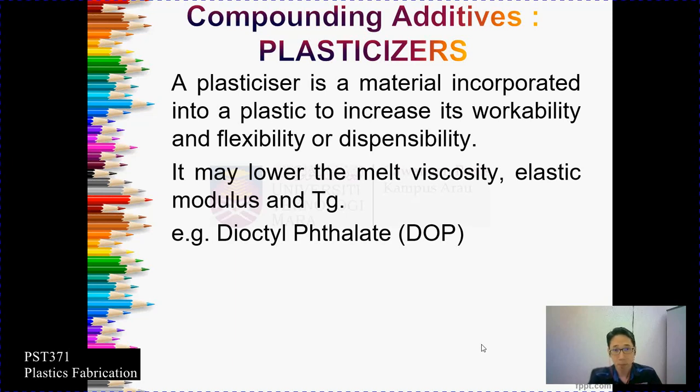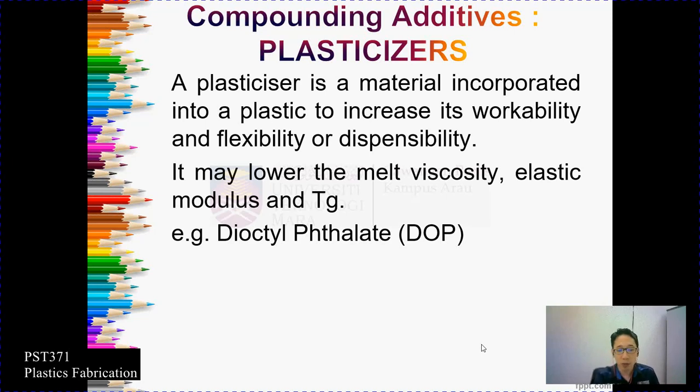For example, if you see that a PVC pipe is a very stiff material, while PVC belting or a PVC plastic bag wrapper is a very elastic material. This is the purpose of the addition of plasticizer itself. Plasticizer modifies the properties, okay? The flexibility and the dispensability of other additives towards the polymeric material itself. But it also affects the viscosity, the elastic modulus, and Tg.